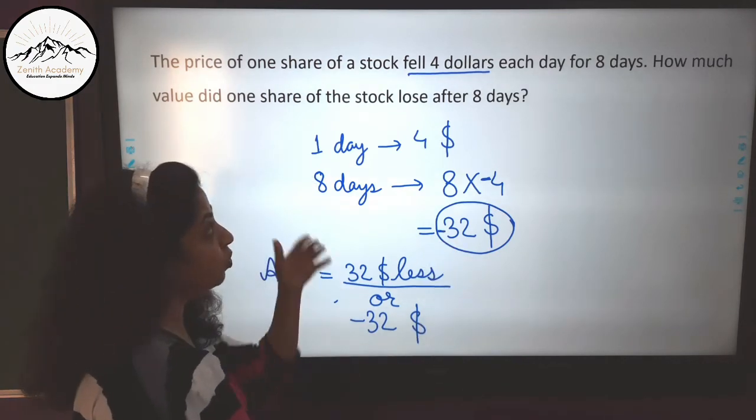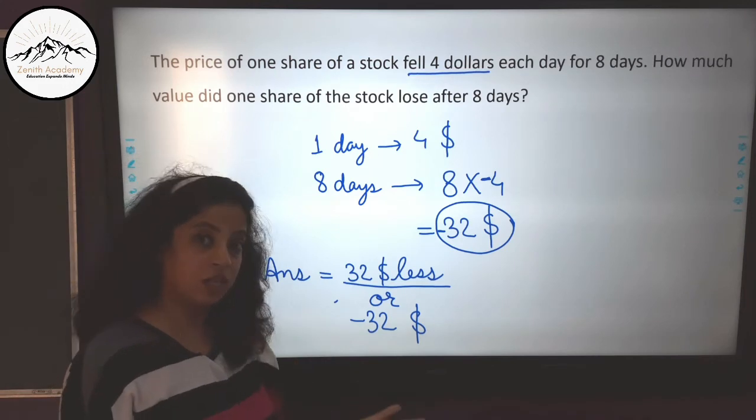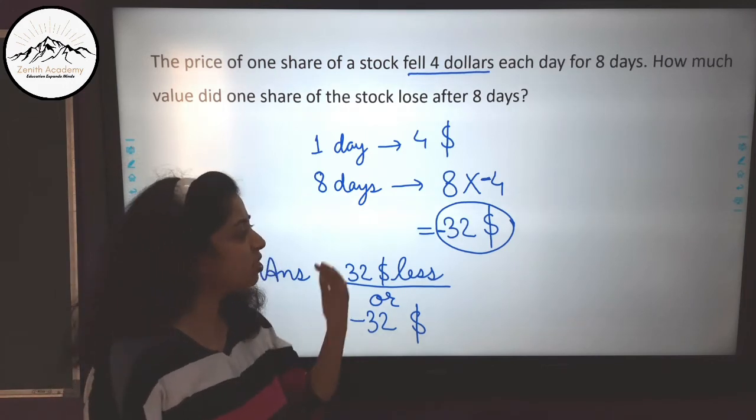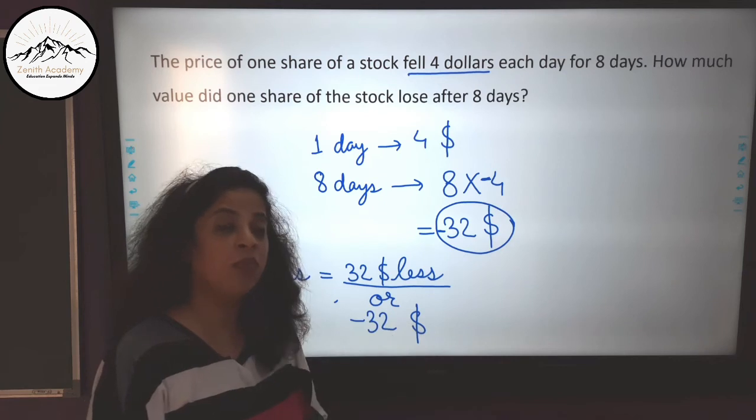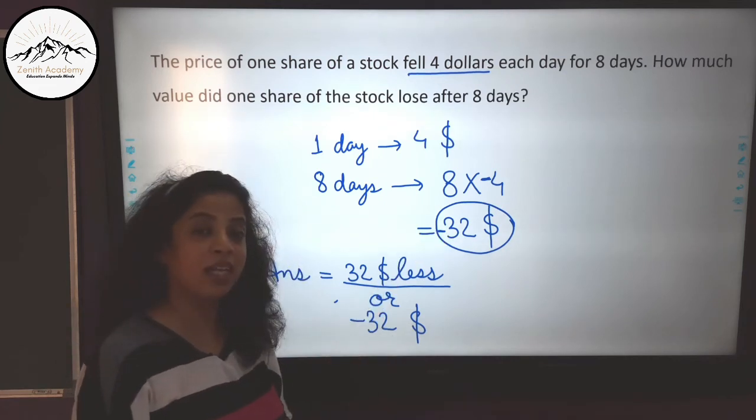Okay, so you have to read the question very carefully, what they have asked. So total how much has it lost? It has lost $32. So in integer form, if you want to say, you will say minus 32 because it has lost.